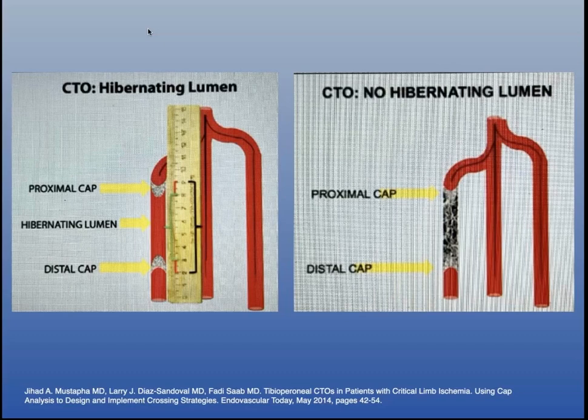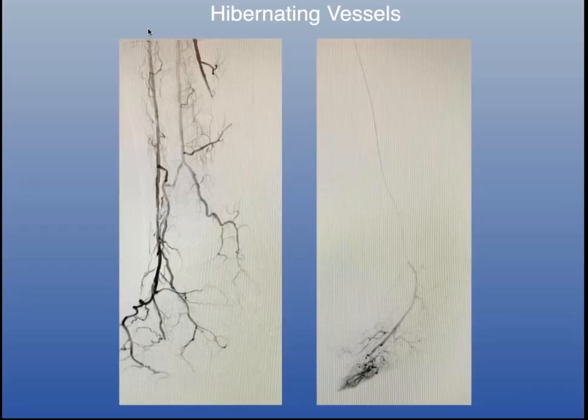When you have a non-hibernating lumen, it basically means that you're occluded from the proximal to the distal cap, and you have to fight your way through that entire recanalization. And so let's look at what that means.